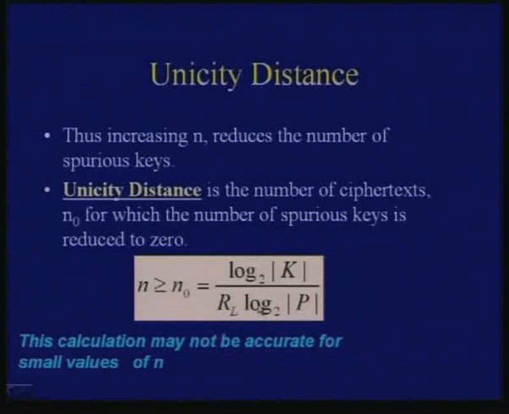And unicity distance is that number of ciphertexts for which the number of spurious keys just becomes equal to 0, right. So, therefore, we obtain this particular lower bound for the unicity distance. Beyond that, the attacker is able to find out the unique value of the key. Note that this calculation may not be accurate for small values of n. Why? Because my original RL definition relied upon the fact that limit n tends to infinity. That was an assumption that I made, right. So this may not be very true for n equal to 1, 2 or so on. Okay, it should be fairly okay for large values of n.